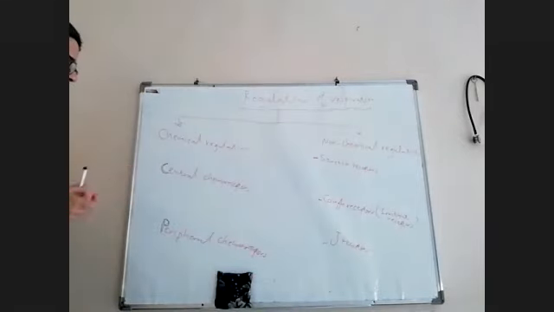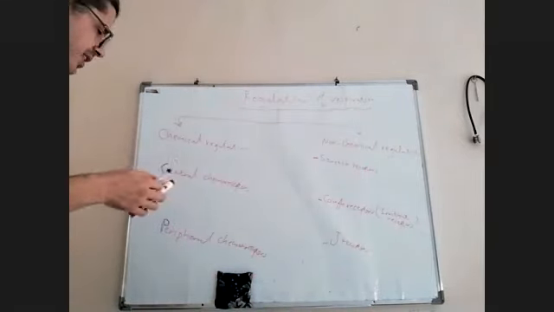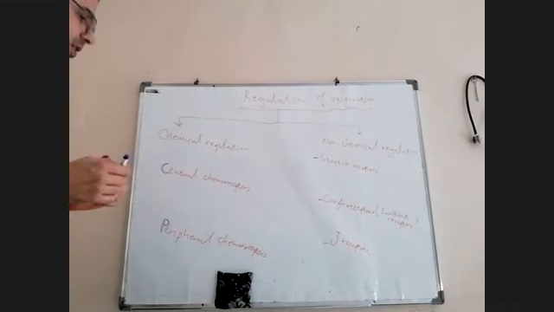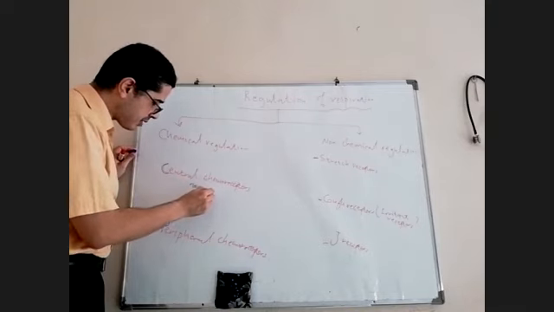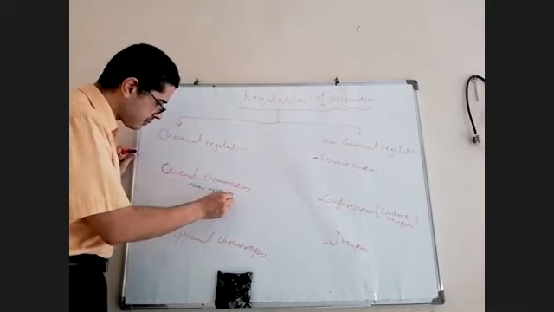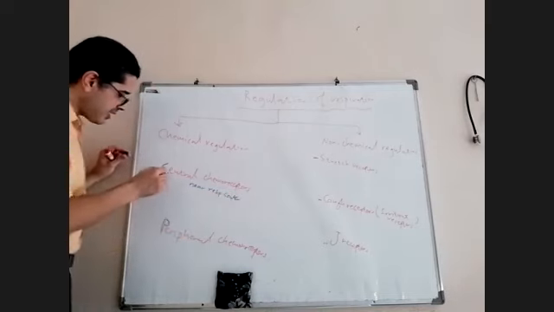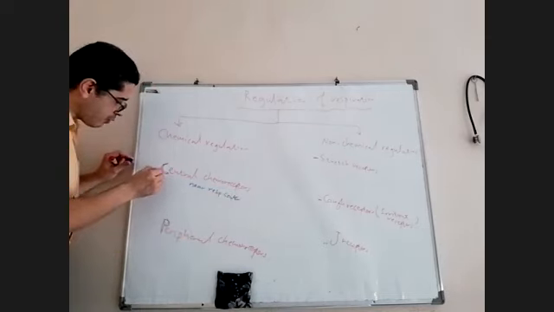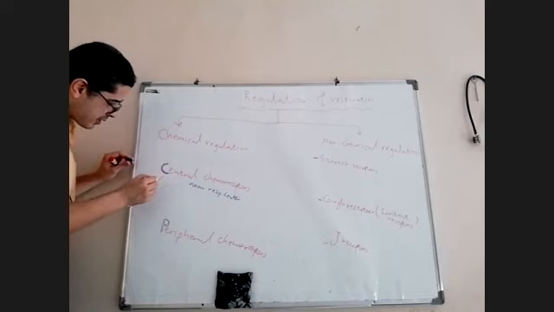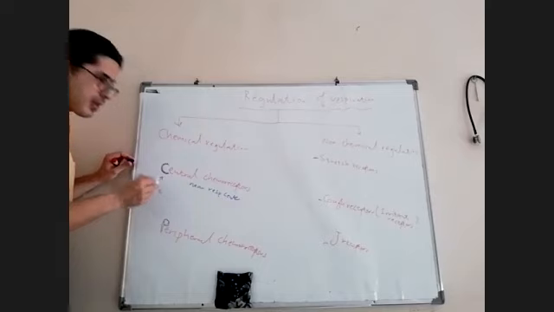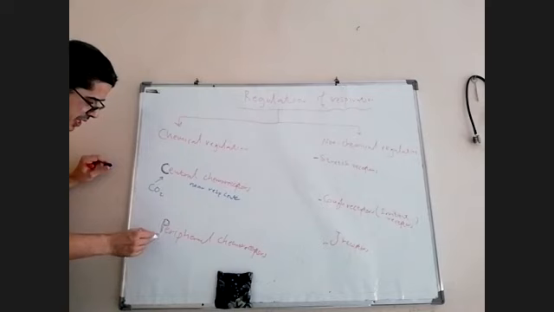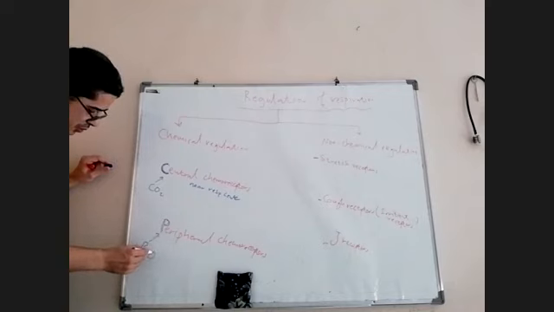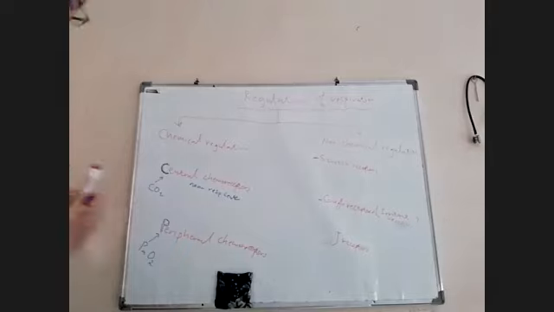So the central chemoreceptors are located near the respiratory center. Central, C, they are more sensitive to CO2. Peripheral, P, they are more sensitive to PaO2. So this one is easy to remember: central CO2, peripheral PaO2.